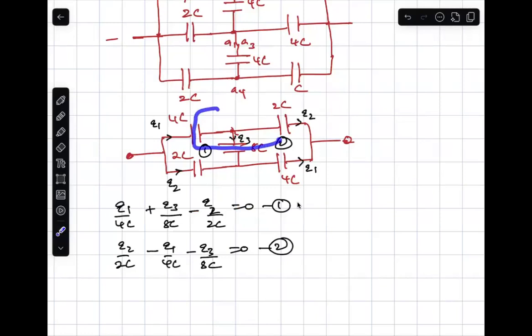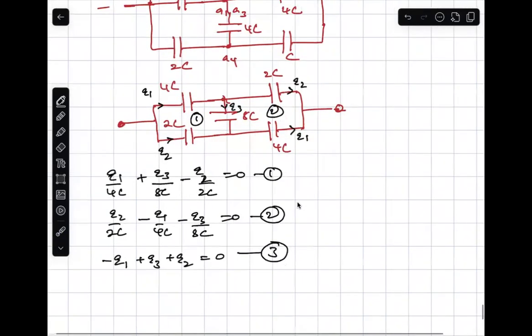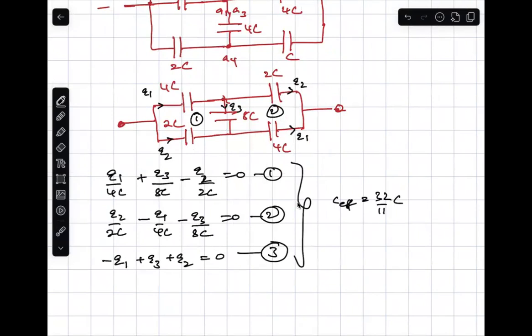This is an isolated portion. So for that isolated portion, minus Q1 plus Q3 plus Q2 is equal to 0. That is equation 3. By solving these three equations, you will get the answer as C effective is equal to 32 by 11. Any doubts?